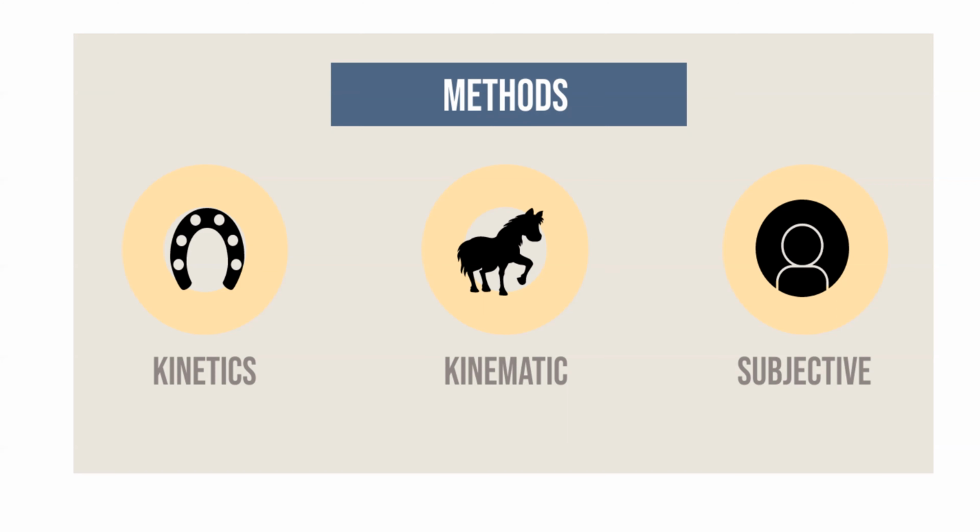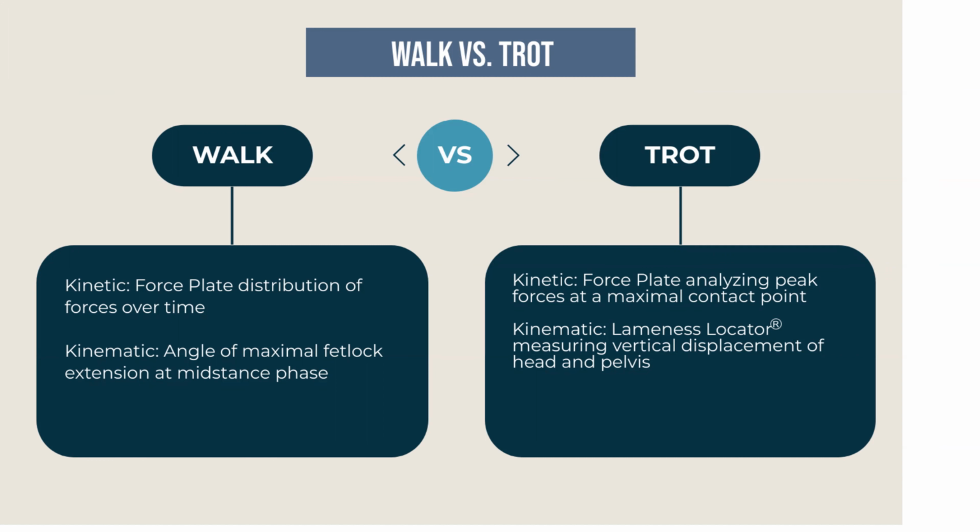Kinetics uses the measurement of forces, in this case applied to the hoof of the horse. Kinematics looks at movement of the body through space over time. This measures variables like position, velocity, and acceleration. We can measure kinetics and kinematics in both the walk and trot.